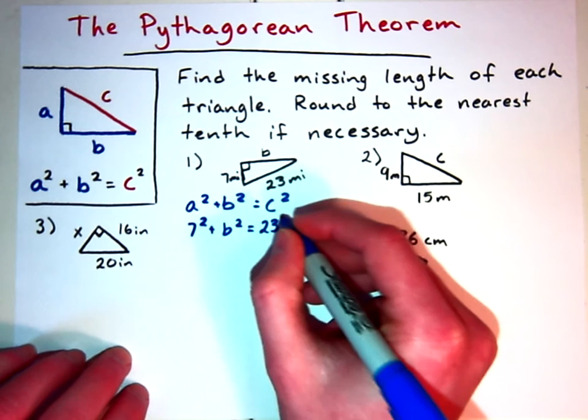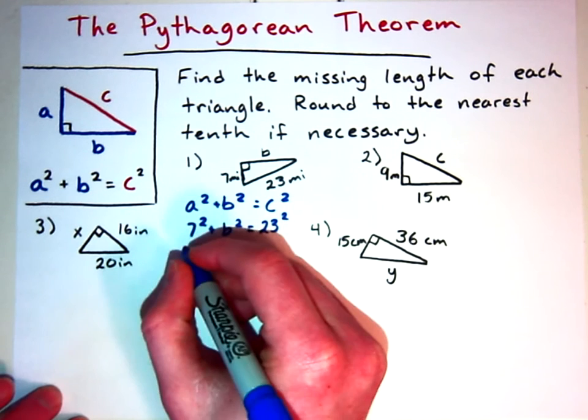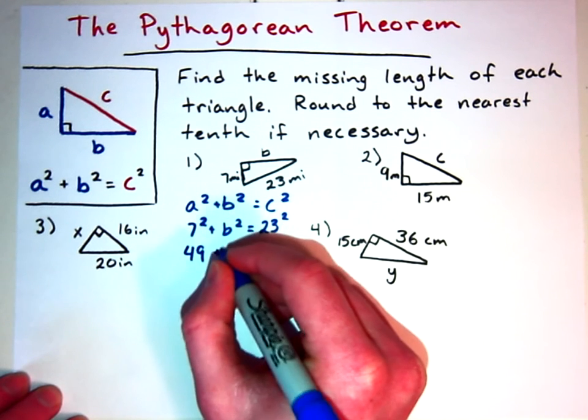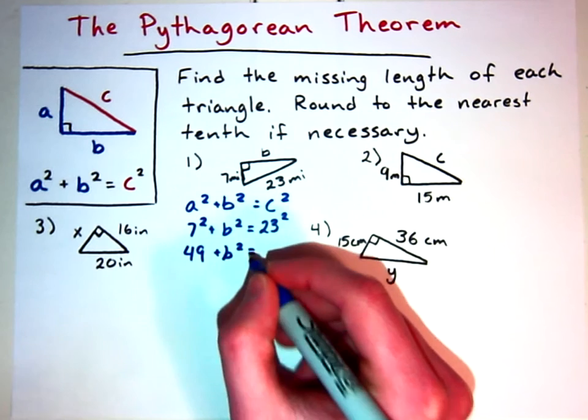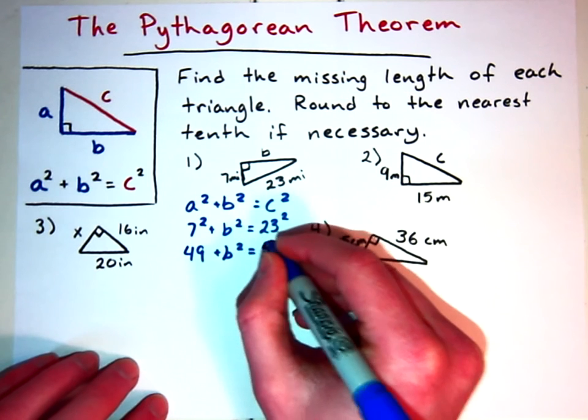I don't need to have miles in this problem since I'll bring it back at the end when I'm labeling my value, but to work all this algebra, I don't need to write the values. So, I've got 7 squared is 49 plus b squared, and then it equals 23 squared. So I'm going to solve that out. 23 times 23. That gets me 529.